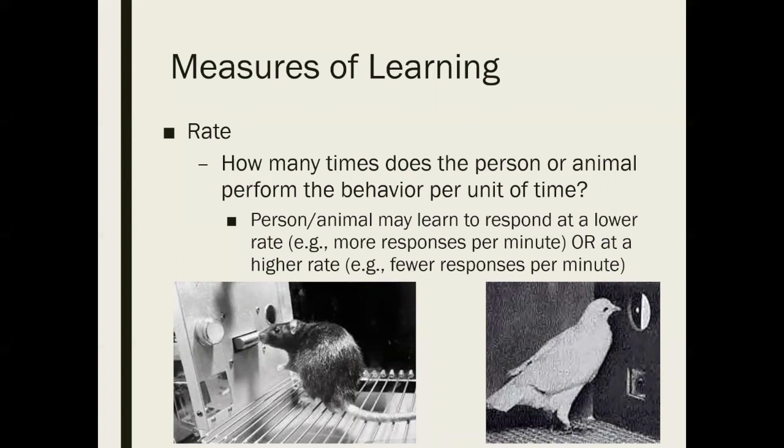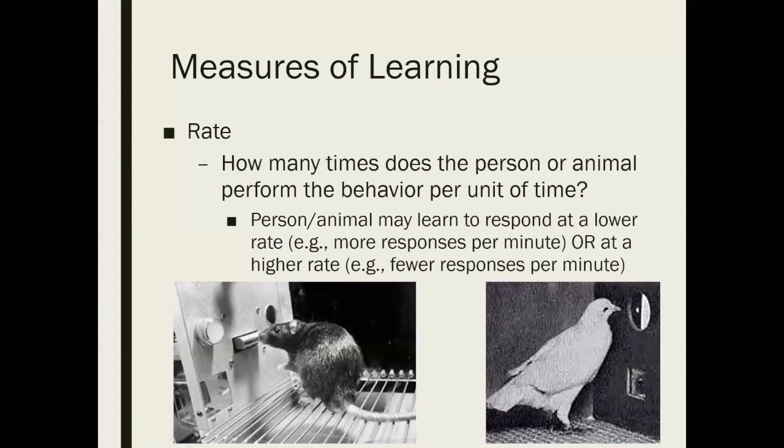So, for example, in learning research, people often measure the rate at which an animal, like a rat, performs some behavior in a Skinner box, right? So, how many times per minute does this rat press this bar? Or how many times per minute does this pigeon peck this disc on the wall? At what rate does the animal perform that behavior?